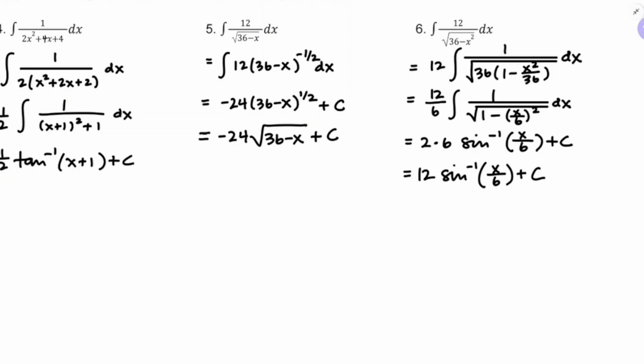And if you wanted to, you could check that by taking the derivative and showing that, after taking the derivative of everything, you can get it all worked around to be just right and equivalent to 12 over the square root of 36 minus x squared.